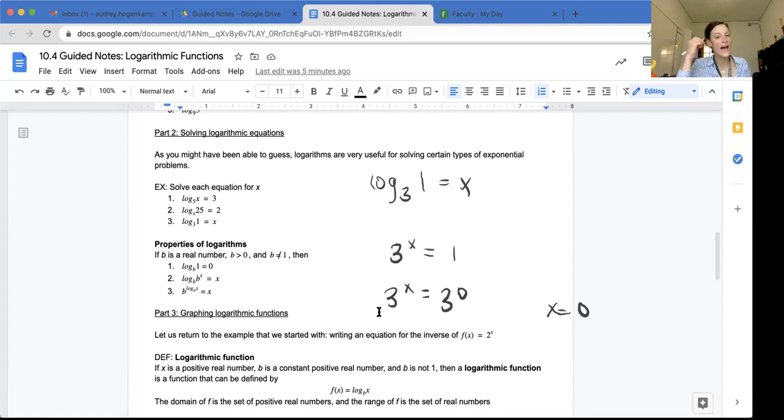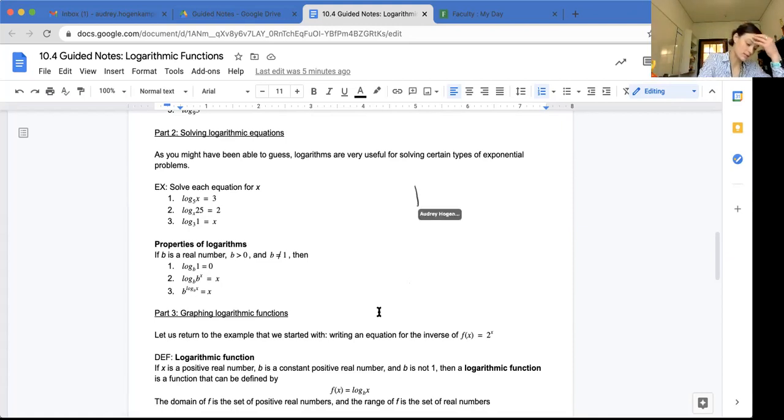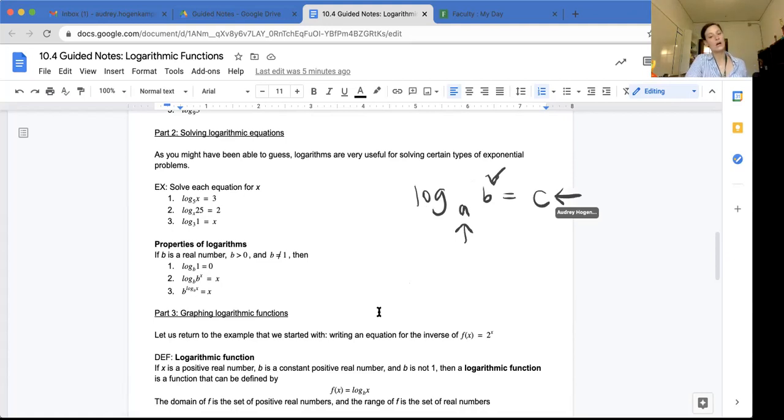So obviously, when the x is in different places, it's easier or harder to solve for a variable, right? Because if we think about it as log a of b equals c, sometimes x is a, sometimes it's b, and sometimes it's c. And depending on where x is that you're solving for, it can be easier or harder to find it. So then we have some properties of logs. Log b of 1 is equal to 0, log b of b to the x is equal to x, and b to the log b of x is equal to x. So just some general properties.